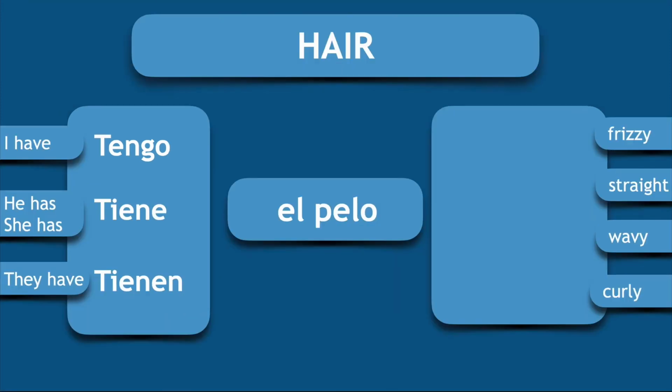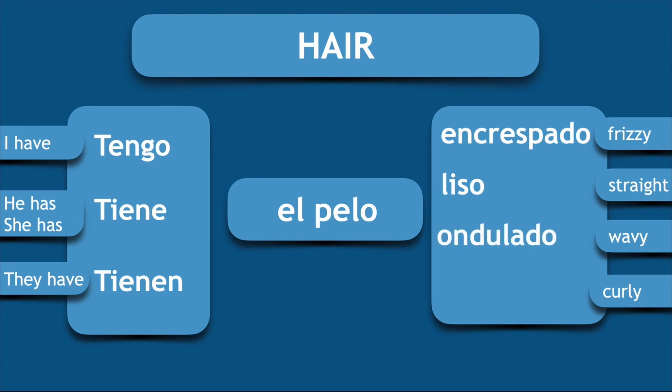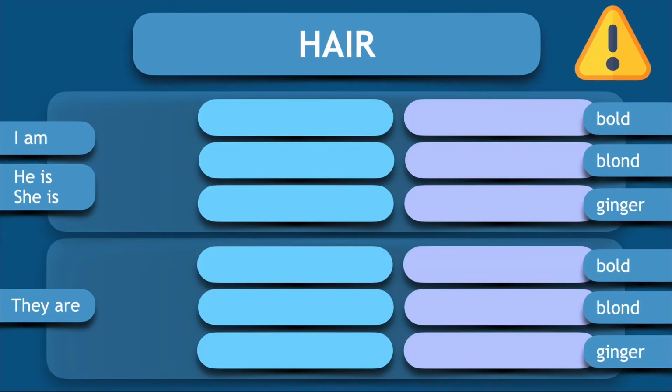To describe hair texture, you could say I have frizzy hair. Tengo el pelo encrespado. He has straight hair. Tiene el pelo liso. She has wavy hair. Tiene el pelo ondulado. They have curly hair. Tienen el pelo rizado.